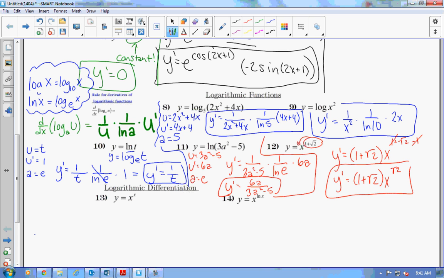So the beginning, exponentials was when the x was in the exponent. Logarithms was when we had a natural log or a log. Natural log is log base e, or a log. Now 13 and 14.